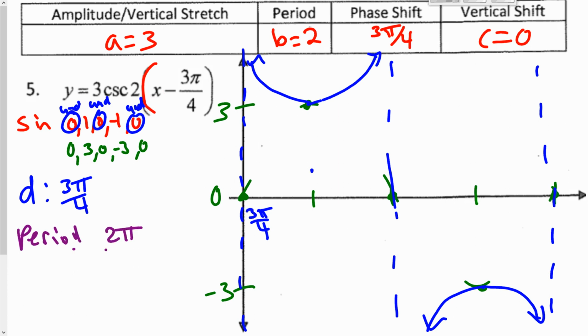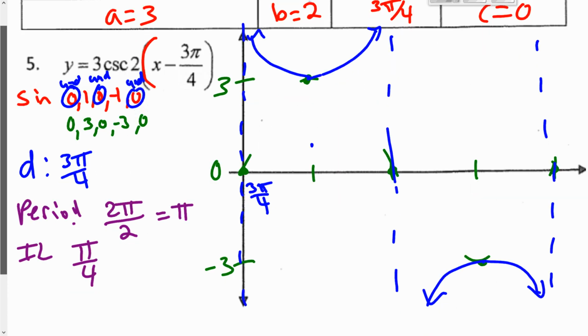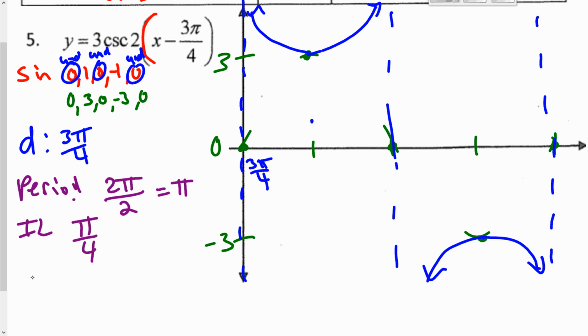Pi divided by our b, which is 2, so we get pi. And then we're going to divide that for our interval length. We're going to take pi, divide that by 4. And now we can go ahead and start adding from our start. Plus our pi fourths. Oh, that's nice that we both have denominator 4, so now we have 4 pi fourths, which is the same as pi.